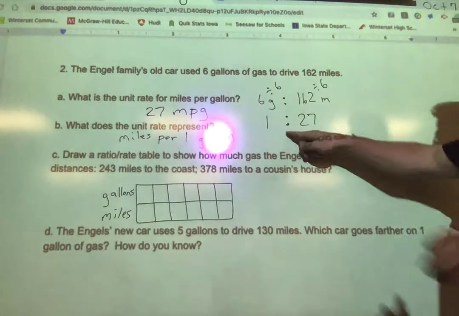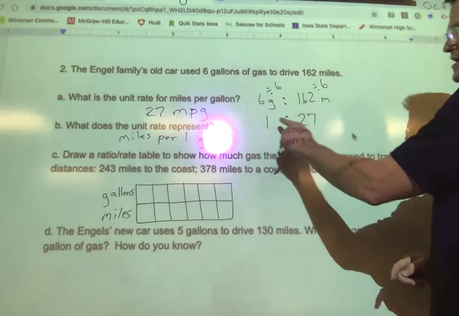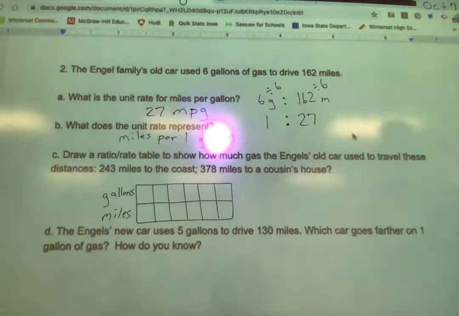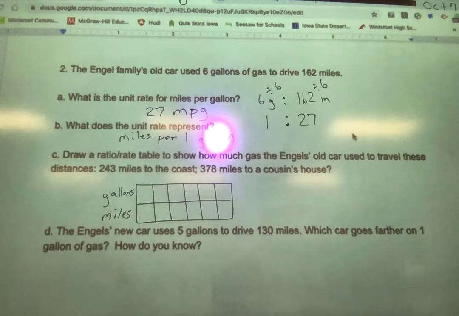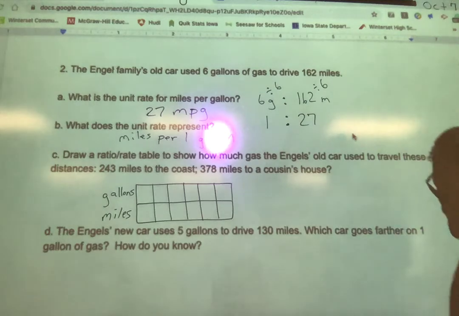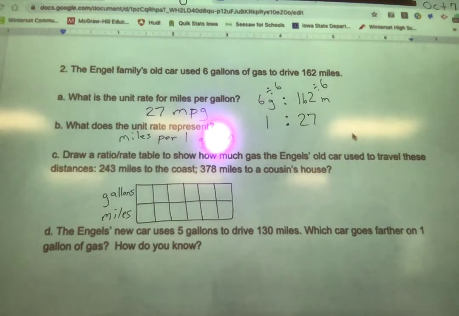Okay, if it wants that unit rate, we could have also written it like this: every 1 gallon gives me 27 miles that I can go. Okay, so we're going to try and draw a ratio rate table here to show how much gas the Ingalls old car used to travel these distances. So we're going to have to figure out when they go long distances, how much gas are they going to use. And again, you can plan out on trips how much money it's going to cost you for gas, when you're trying to figure out your budget. Okay, and all of you will do that at some point.